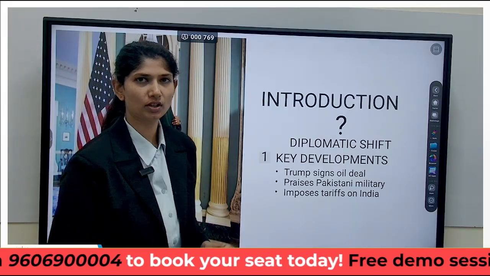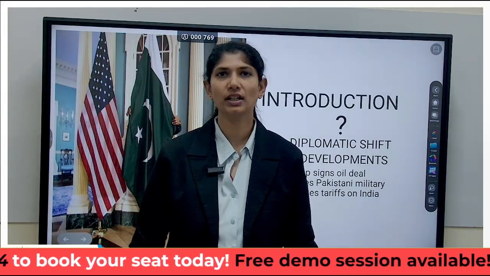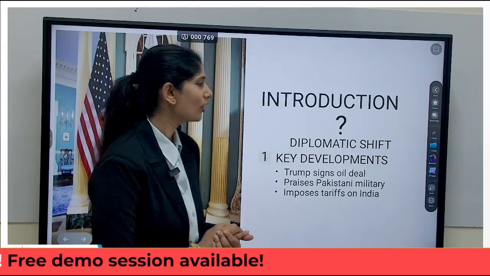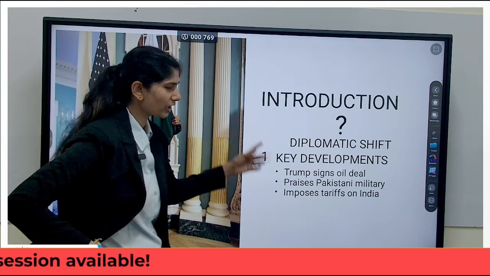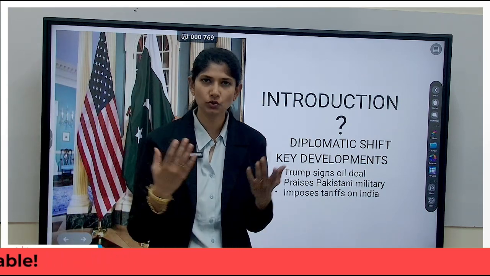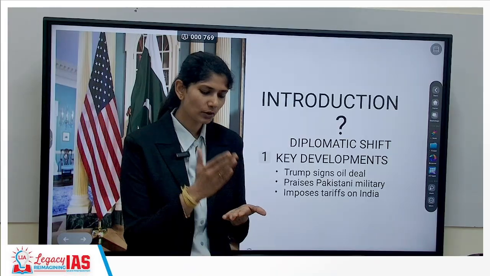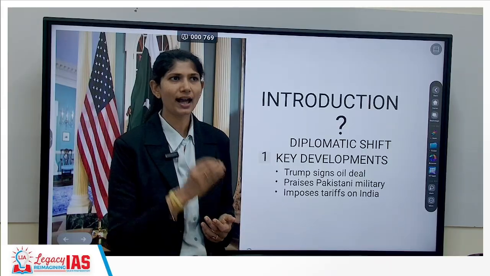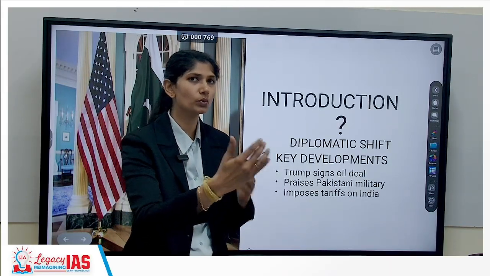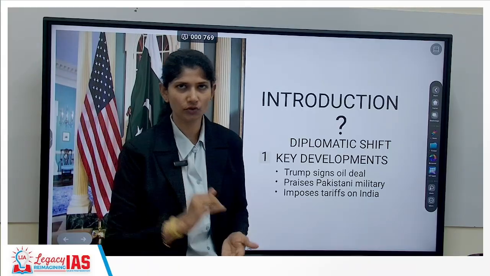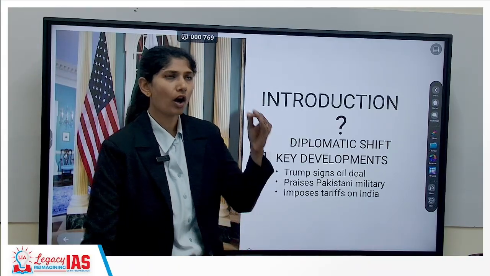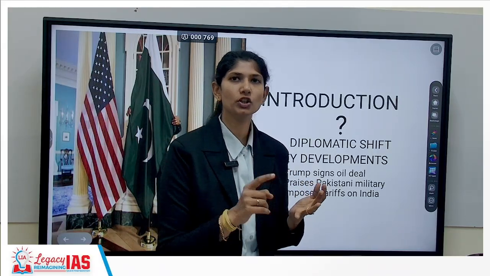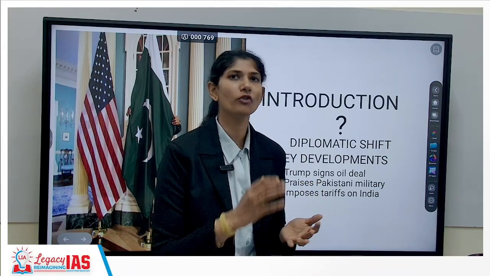First and foremost, what is the diplomatic shift that we are seeing from the USA to Pakistan? Trump has announced on social media that they are very close to signing an oil deal with Pakistan, and they are just looking for companies which will be able to take this vision forward. The oil deal, when we say it, is about trying to tap the huge potential in the coasts of Pakistan.